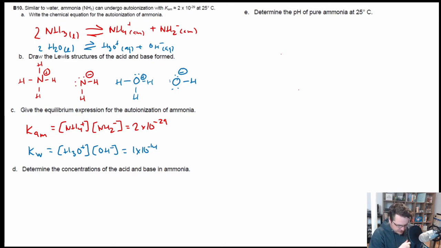And then part D: determine the concentrations of the acid and base in ammonia. So we just do the same thing that we would do in any other scenario, especially thinking back to how we would approach solubility.